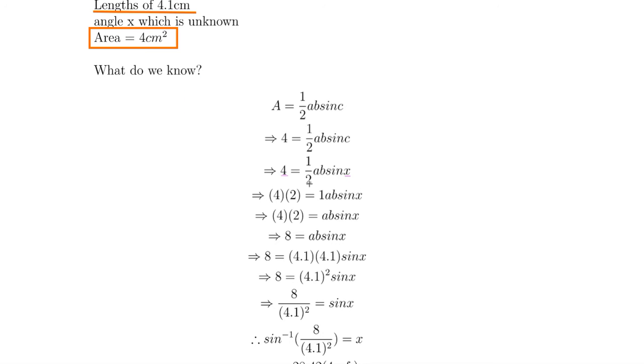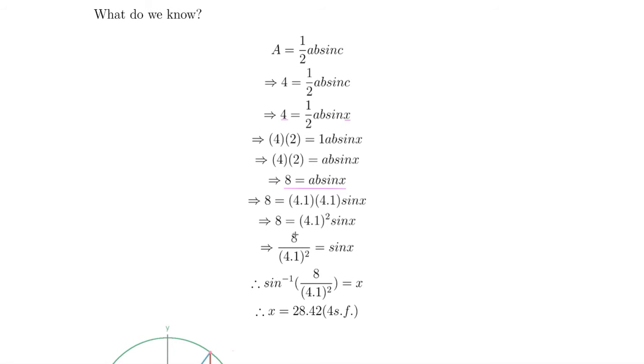Well, first of all, let's multiply both sides by 2 to get rid of this fraction. We get 14 times 2 is equal to ab sine x. We don't need that 1; multiplied by 1 makes no difference. And so we're at this stage where 28 is equal to ab sine x. What is ab? a and b are both 4.1. 4.1 multiplied by itself is 4.1 squared. We can then divide both sides by 4.1 squared to give us 28 over 4.1 squared equals sine x.